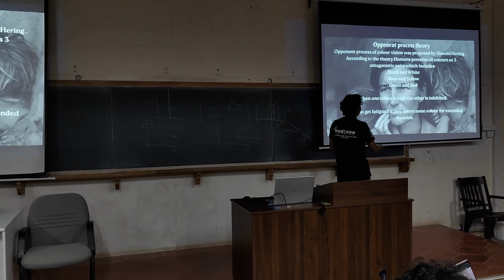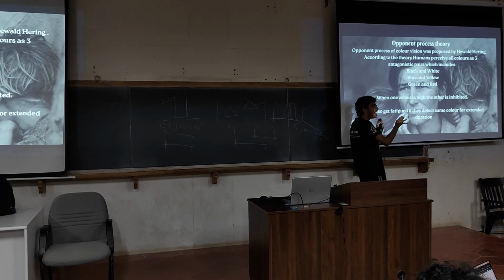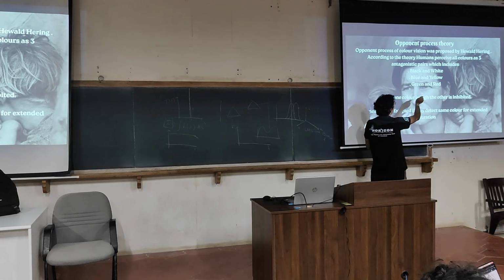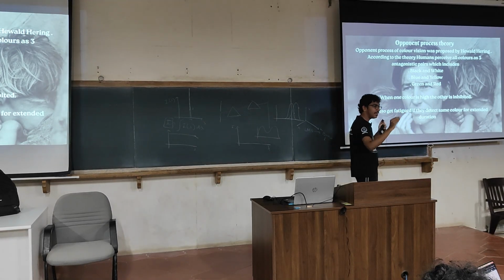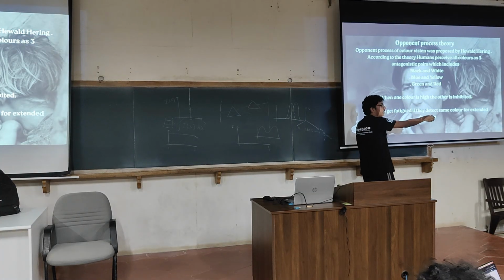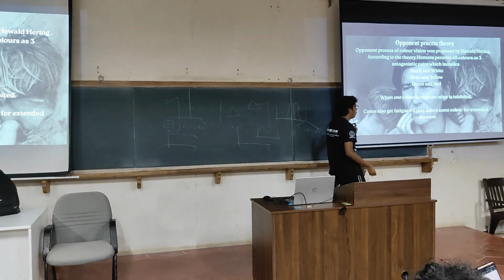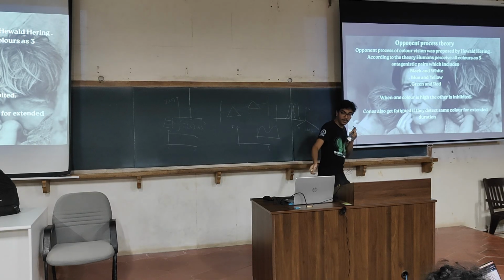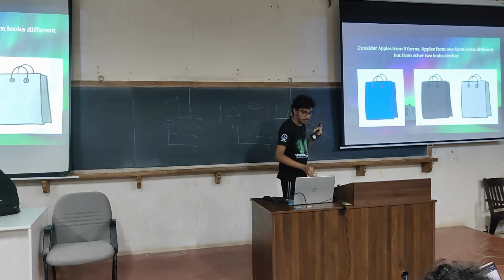According to this theory, we perceive colors as 3 antagonistic pairs. We see them as black or white, blue or yellow, green or red. So every color will have 3 components: black to white, blue to yellow, green to red. When one color is high, the other color is inhibited. I can explain intuitively why this happens.